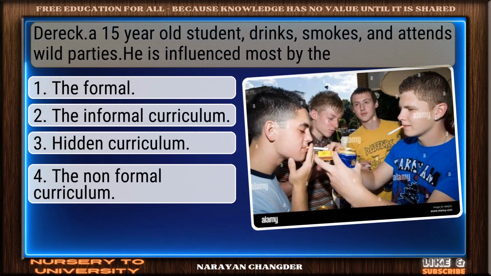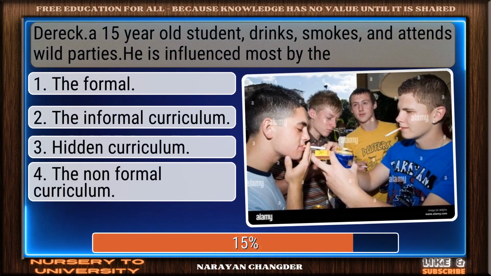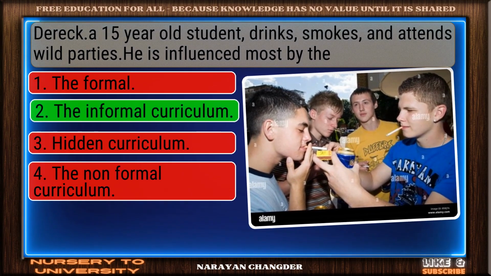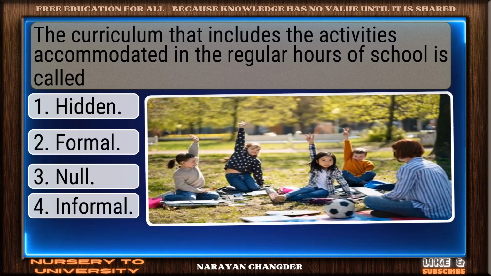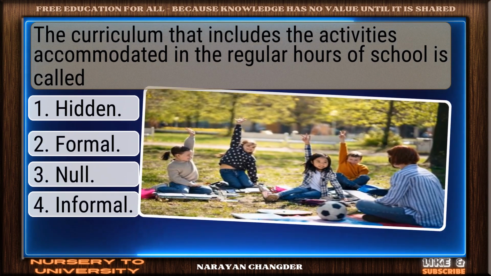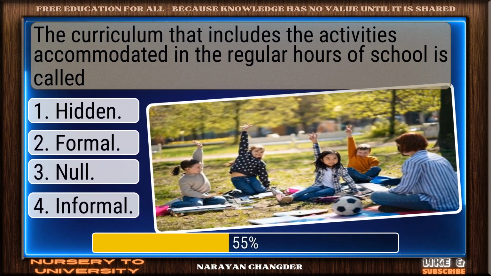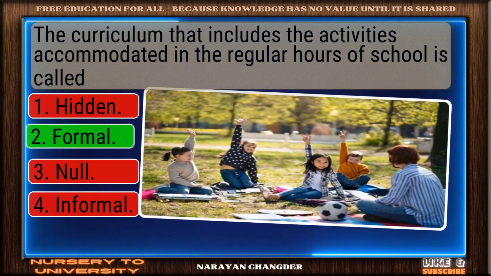Direct, a 15-year-old student, drinks, smokes, and attends wild parties. He is influenced most by the... Perfect. The informal curriculum is the correct choice. The curriculum that includes the activities accommodated in the regular hours of school is called... Smart pick. Formal is the correct choice.